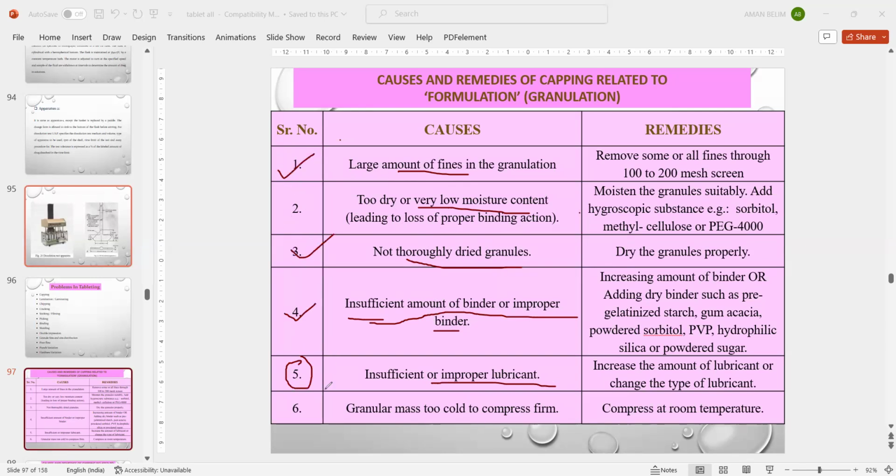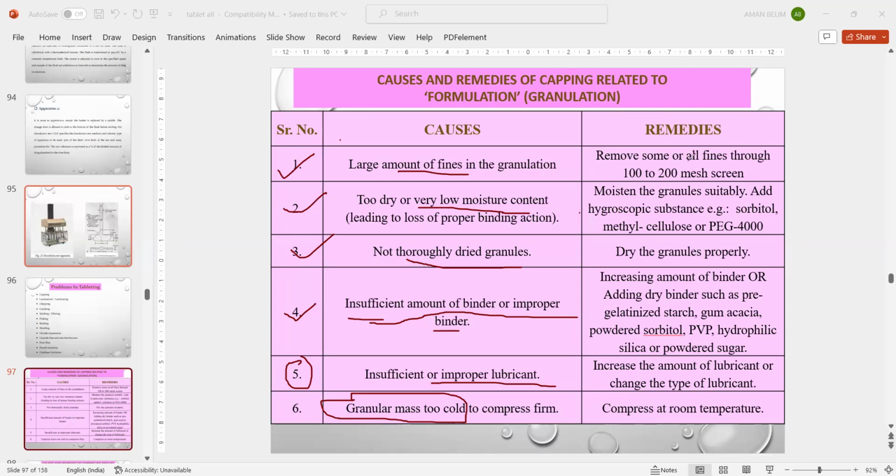Too much dry. And granule mass too cold to compress. If your granules are at a colder temperature, it means that the temperature of the granules is not sufficient to compress them. Sometimes because of that also, capping and lamination take place.